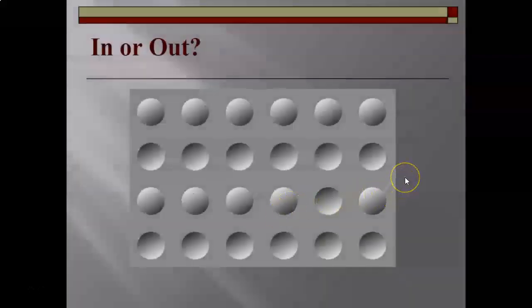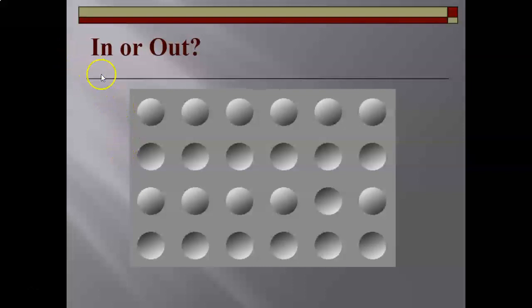Okay, which one is coming in? Which dots are in and which dots are out? Now, most of you will tell me that the top row is coming out and the second row is going in. Do you know what you're basing your decision on? Usually it's shadows and light.